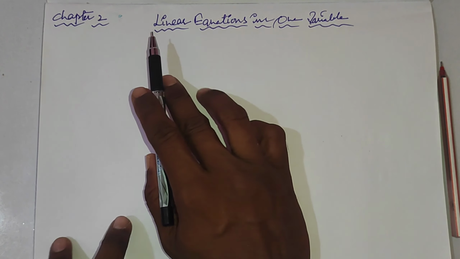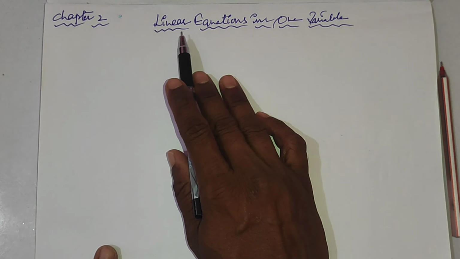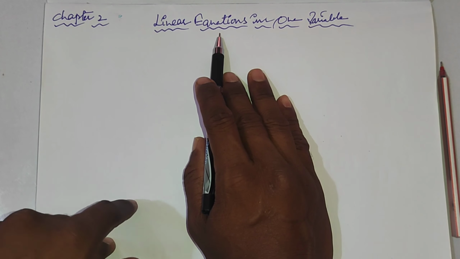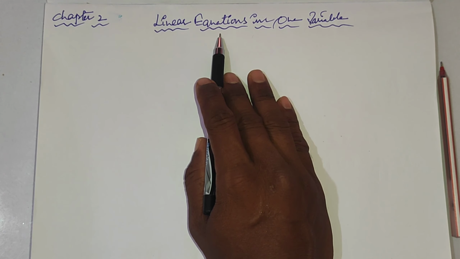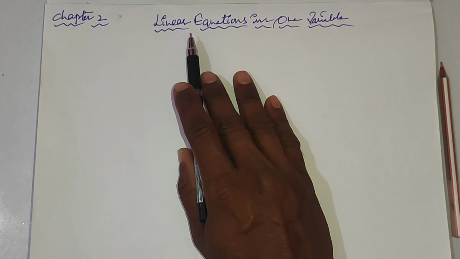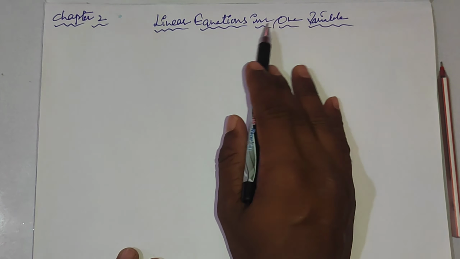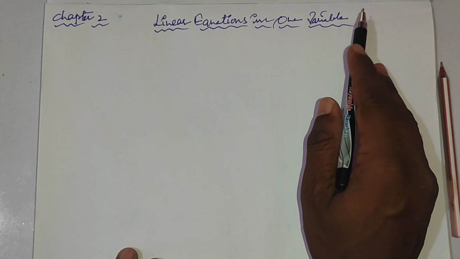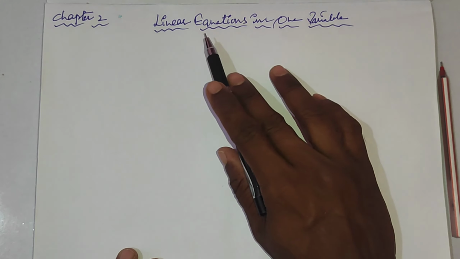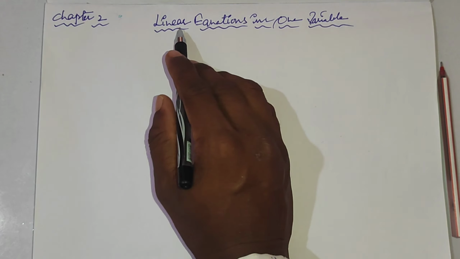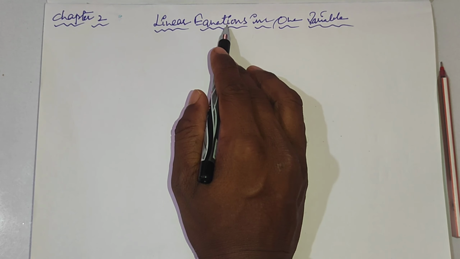Today we are going to discuss chapter 2, linear equations in one variable. It is very important, and it will carry forward to your 9th class and 10th class also. In 9th class it will be linear equations in two variables. Here there is one variable, there it will be two variables. In class 10th it will be pair of linear equations in two variables. So it is a basic concept about linear equations in class 8.